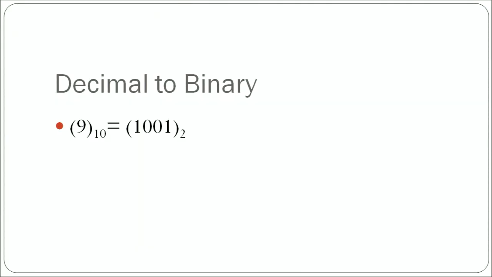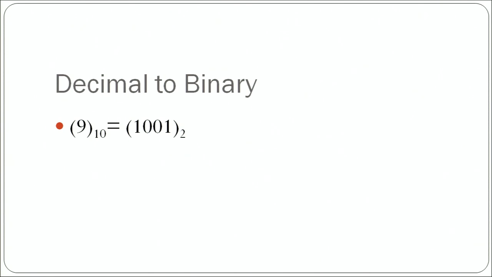So if we convert the 9, now you see a representation here. What does it mean? 9 is written inside brackets and then we have written 10 on the right side as a suffix. And when we write it in the binary form, which is 1001, we have written it in brackets with the suffix, the base, which is 2. So 10 represents the decimal number.